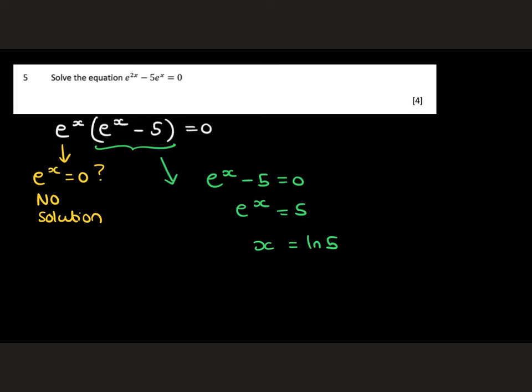Now, a number of you do not always explain what happens to the other part of the equation. Sometimes in these sorts of equations you get two possibilities, both of which could work. Here, one possibility didn't work and you have to explain why. And the reason for this, think about the e to the x graph, it never crosses the x-axis. e to the x cannot equal 0.